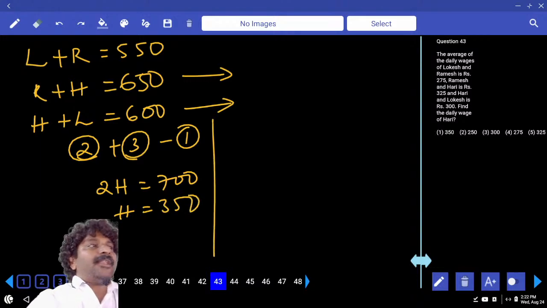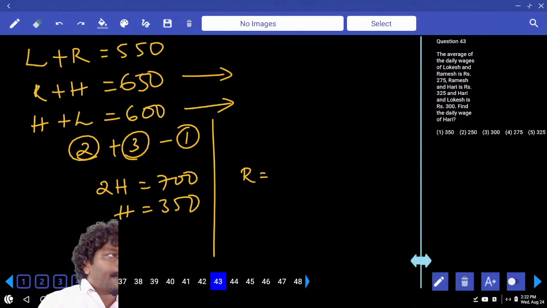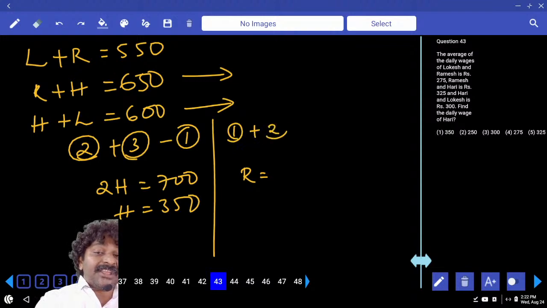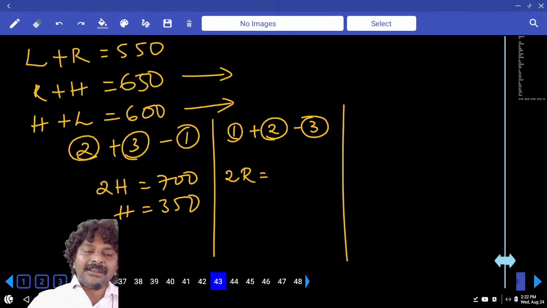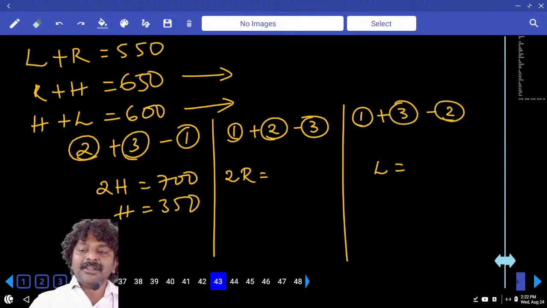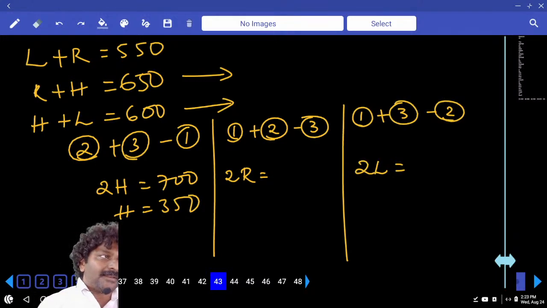Correct. Now can you tell me how do you get R value then? First equation plus second equation minus third equation. What do you get? 2R. Then you can convert into R. Now how can you calculate Lokesh value? L. First plus third minus second. You get 2L. Then we can convert into L.